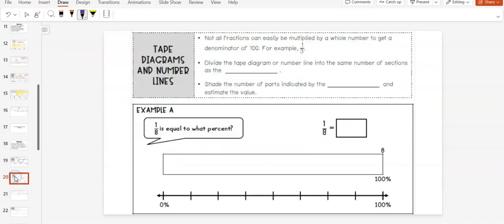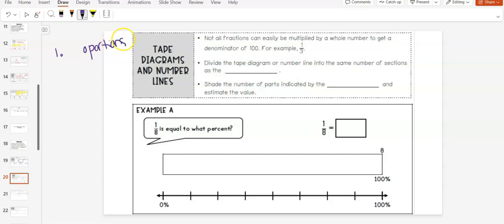Okay, method 2. Right now we'll make a little list. Method 1 is proportions. Method 2 is going to be using a tape diagram and a number line, which is basically another type of tape diagram. You should remember tape diagrams from module 6 and 7. I will remind you here how we use them.